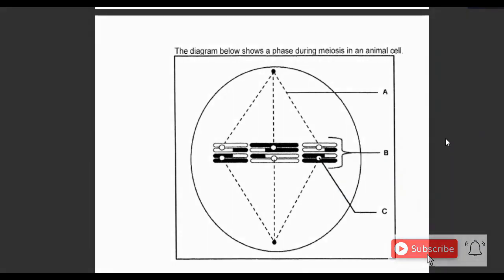Yes. 10 seconds, 8 seconds, 7 seconds, 5 seconds, 3 seconds, 1 second.